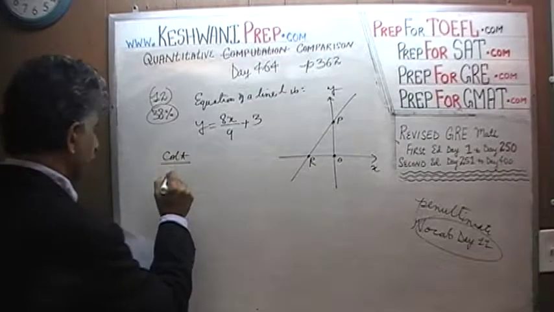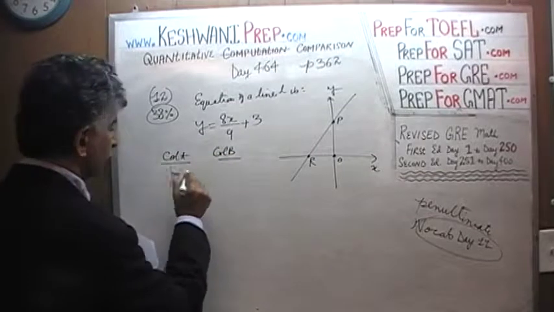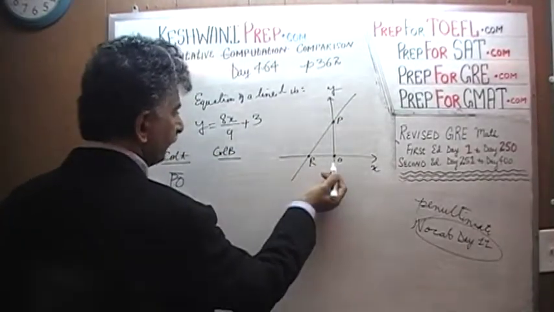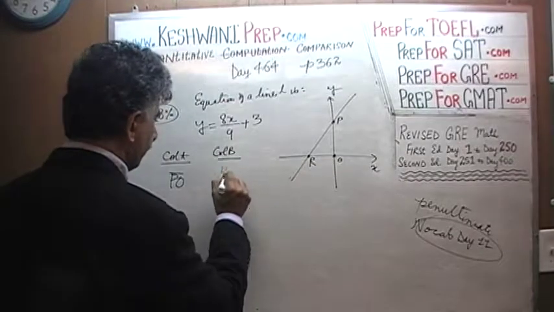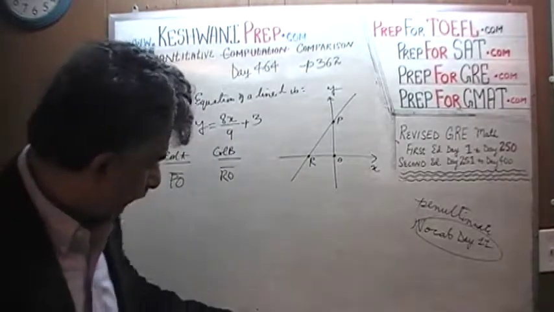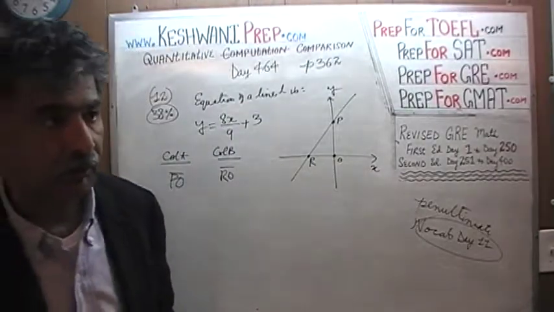In column A, we have distance P to O, and in column B, we have distance R to O. Distance RO. I'll give you 5 seconds to be able to pause and unpause the video. As I say, solve the problem yourself, and then we'll do it together.